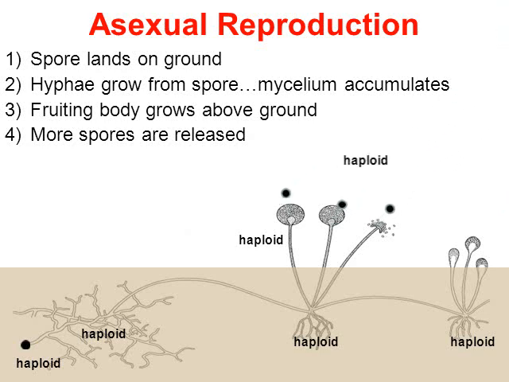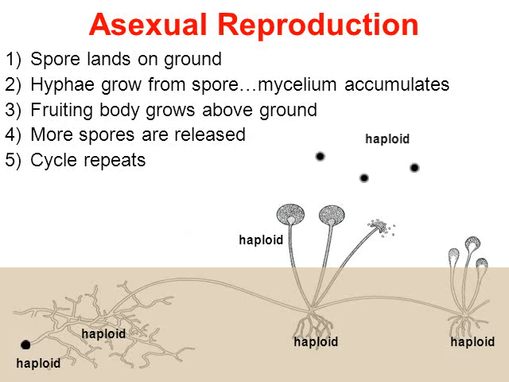Now, knowing that this is a cycle, the cycle would then repeat because some of those spores will land on the ground, create their own hyphae, and the process simply continues. One organism reproducing more and more and more others. That's what we mean by asexual reproduction.